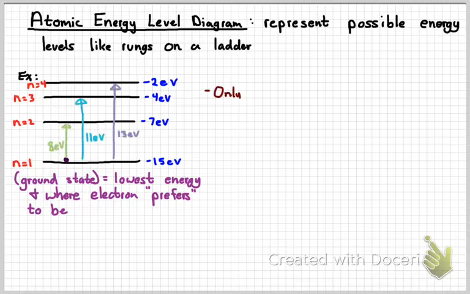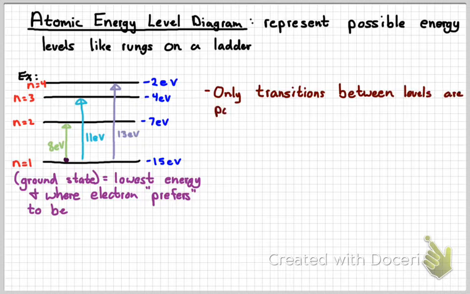So transitions that are allowed within the atom correspond to quantum jumps between those levels. If an element is in the ground state, like it is there, then there are only 3 possible transitions. One has a transition energy of 8 electron volts, one is 11 electron volts, and one is 13 electron volts.